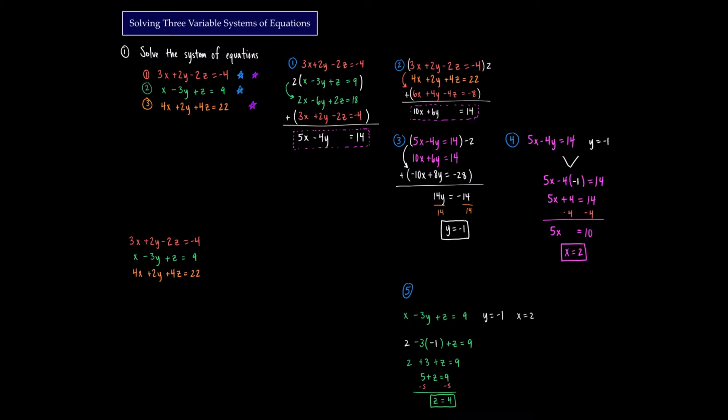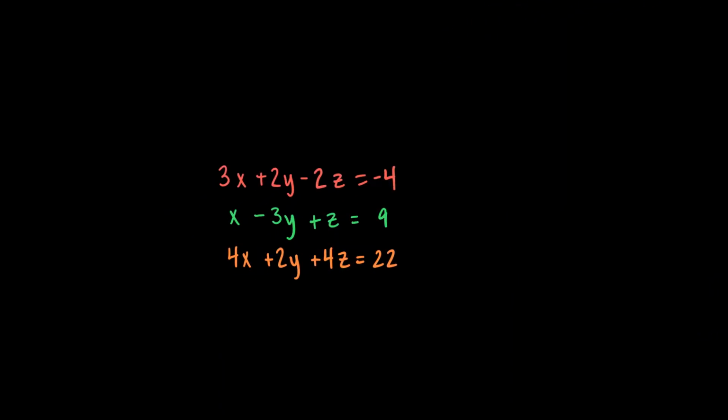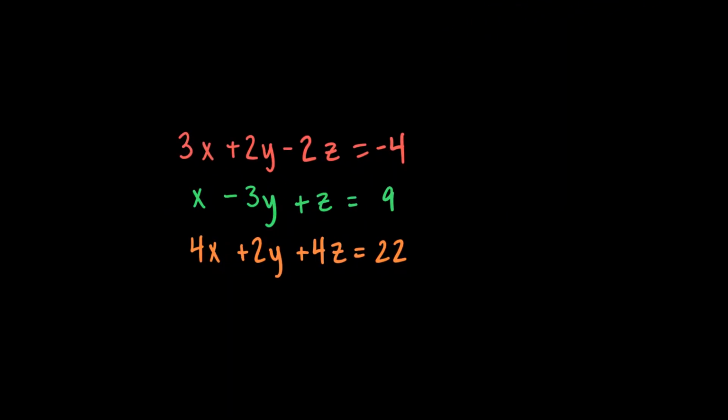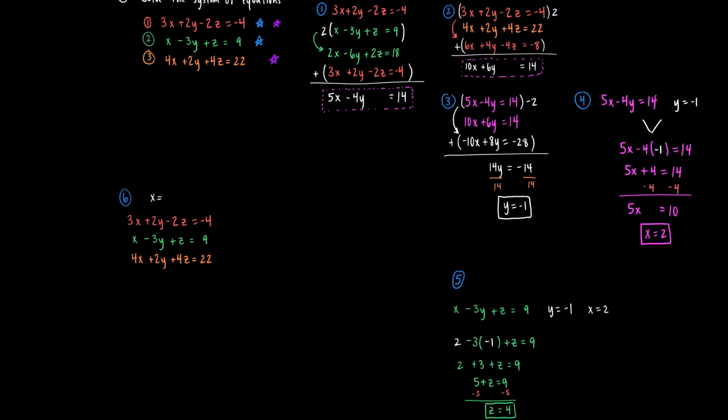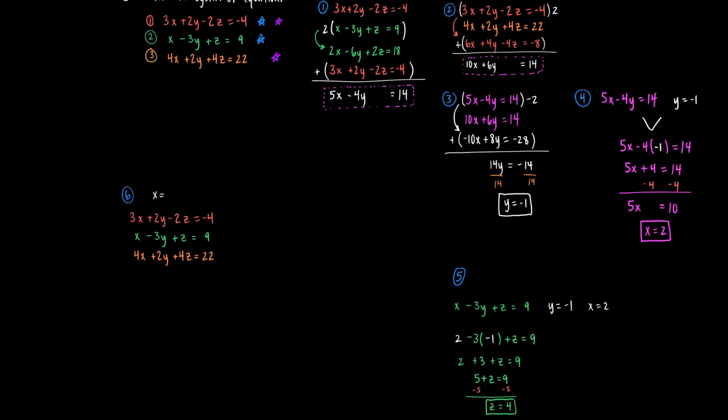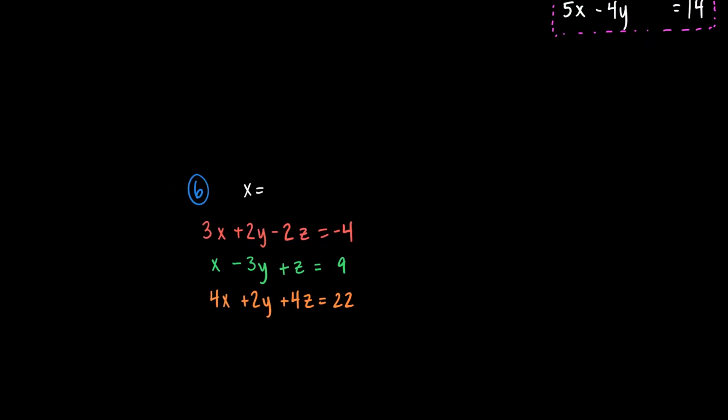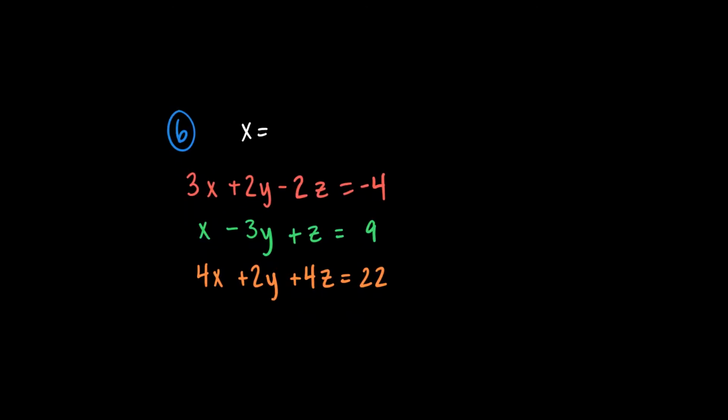We'll bring them down, and we'll do step 6 right here. So let's zoom in here, and we're on step 6 now, and we know that x is, I actually forget, x is 2, y is -1, and z is 4. So 2, -1, and 4. So x is 2, y equals -1, and z equals 4.